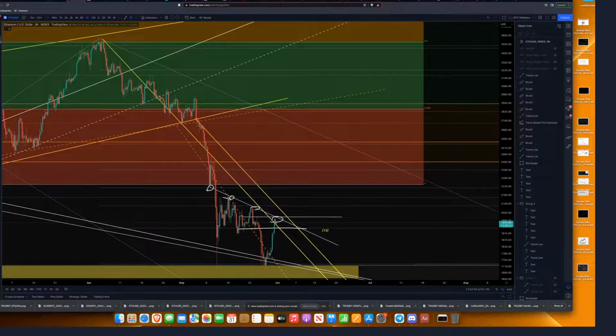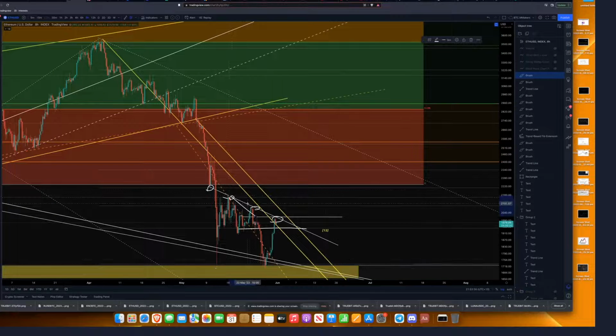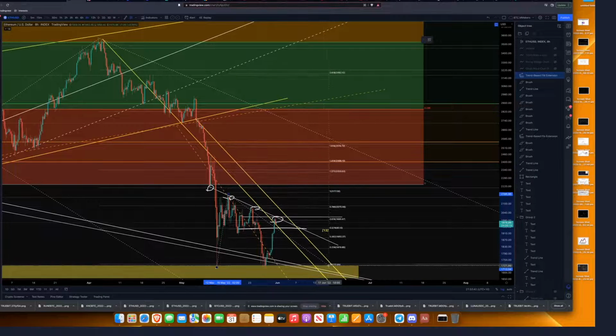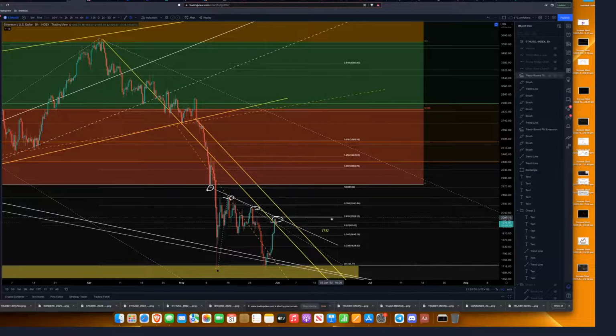What's the target? We can use that bottom. We'll do that. I'm okay with that. So we've got the 0.618 acting as resistance with this fib extension.